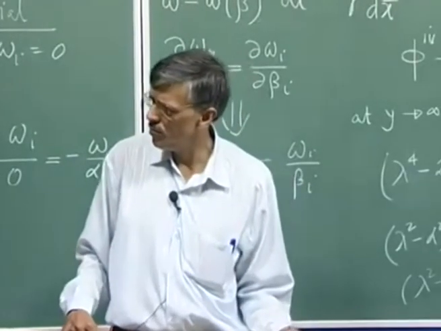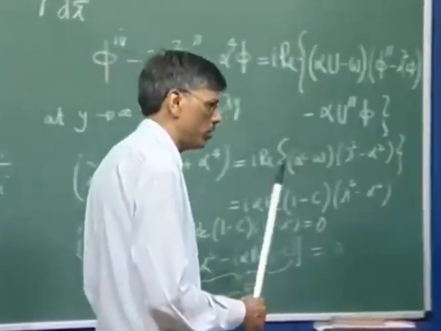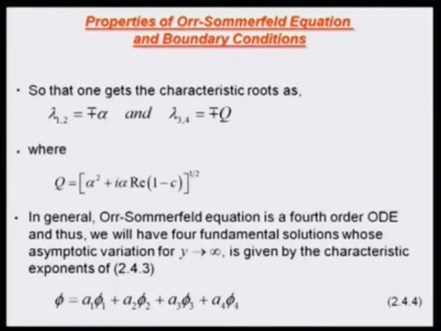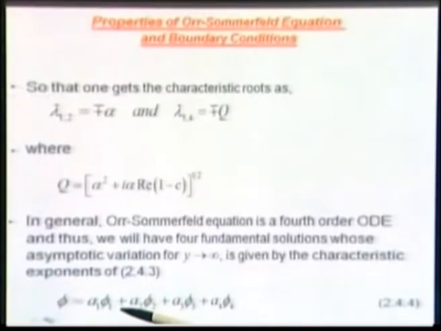Now, if you look at the behavior of this solution as you go up outside the shear layer, that means your y would tend to infinity, then what happens to the phi 2 part of the solution? Phi 1 and phi 2 part of the solution for large y would be given in terms of this. This will go as e to the power minus alpha y, this will give you e to the power plus alpha y, right, and this will give you e to the power minus q y, and this will give you e to the power plus q y.